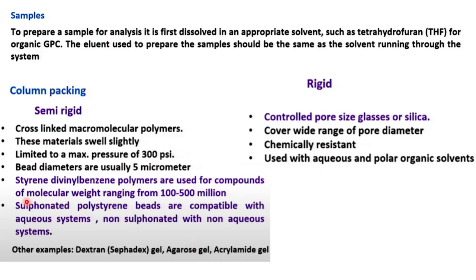In case of rigid, controlled pore size glasses or silica are used as a stationary phase in the column, and they cover a wide range of pore diameter. Of course they must be chemically inactive with the solvent or the sample to be separated, and are used with aqueous and polar organic solvents. So for mobile phase you can go for both aqueous phase or other polar organic solvent.